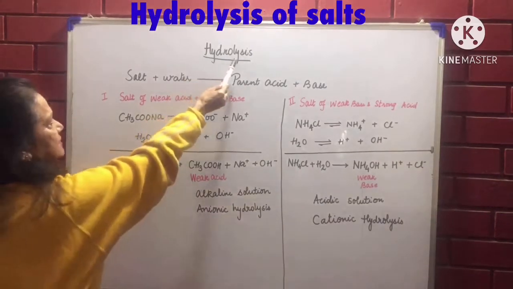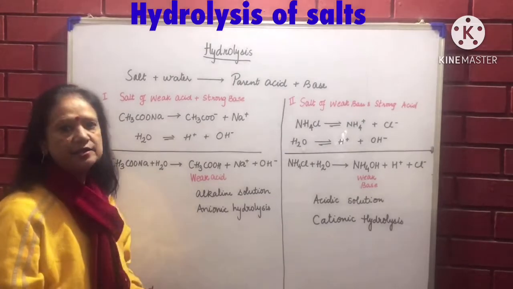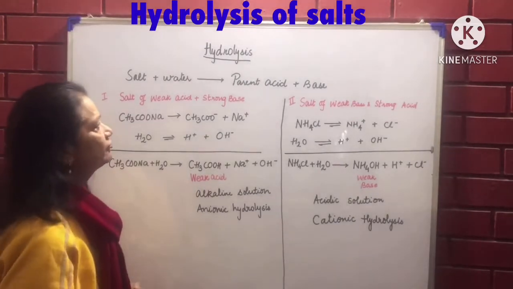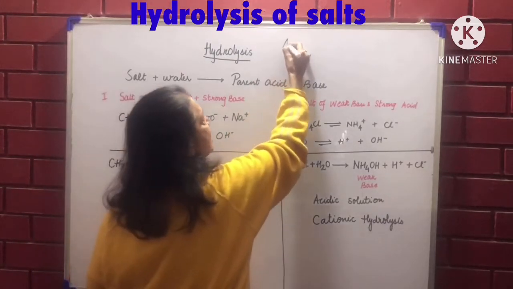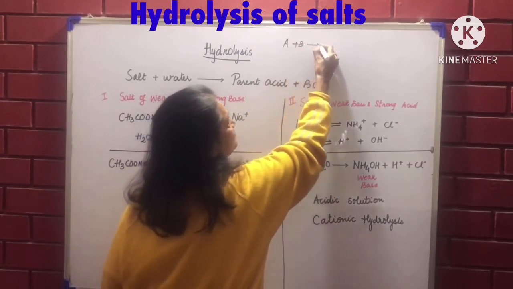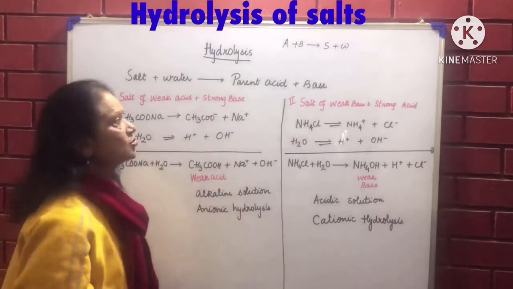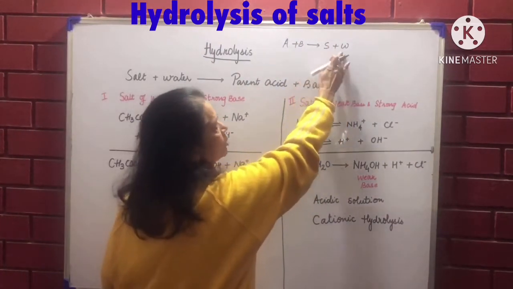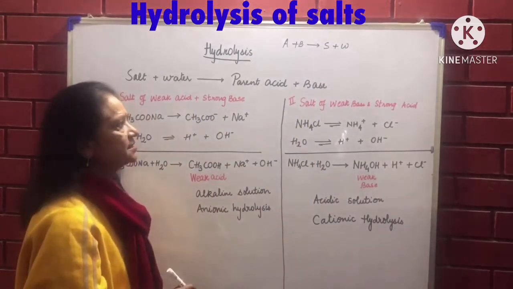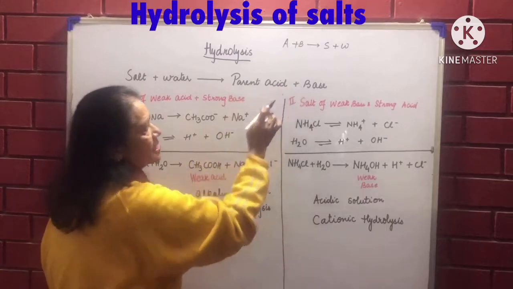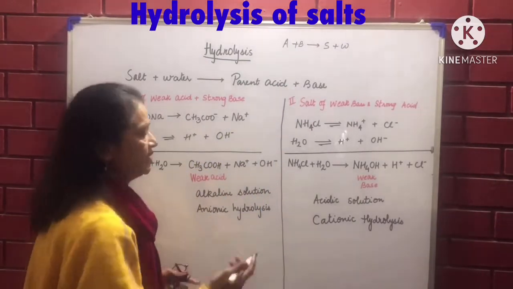Now, hydrolysis. Hydro means water, which means that if I add water. You have learned before that acid and base give salt and water. So acid plus base gives salt plus water. The opposite of this would be hydrolysis. If I add water to the salt, it's going to give me its parent acid and the base. Parent acid and the base means from which it was made.